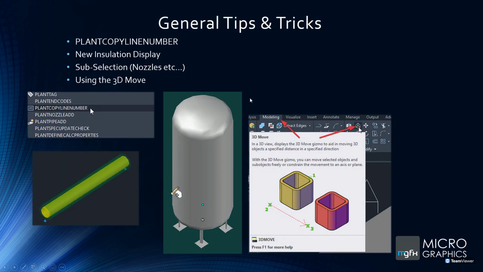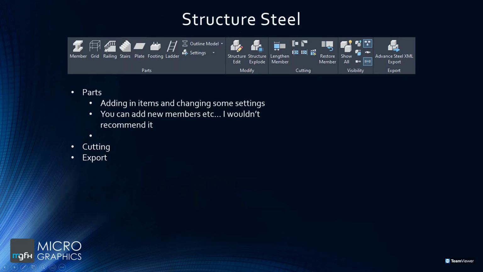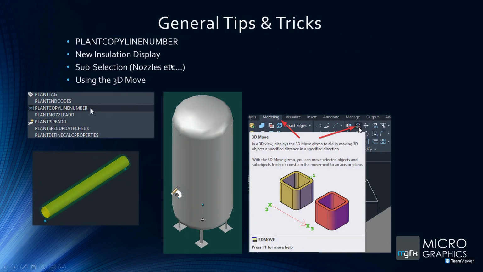So some new things that were actually brought into AutoCAD Plant, which was not very well documented for some reason. Two really cool ones were, firstly, plant copy line number, the new insulation display, and some oldies but very useful ones which a lot of people don't seem to use. Subselection. I don't know how people get around without using that. And then using the actual 3D move, which does make our lives a bit easier. So, without further ado, let me get to what I'm talking about.